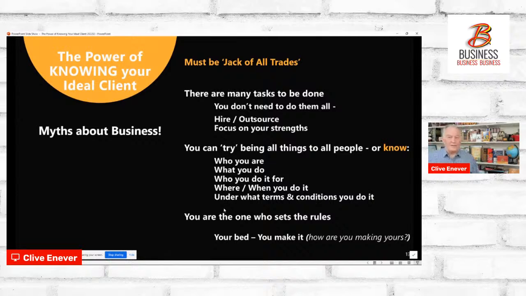The important thing in all of this is that you, as the business owner, are the one who sets the rules. You've heard this saying before, it's your bed, you make it. So the important question there is, how are you making yours? Is yours giving you grief, your business giving you grief? Or is it set up the way that you want it to be set up? Do you understand who your ideal client is so that you're speaking directly to that person every time you speak about your business?